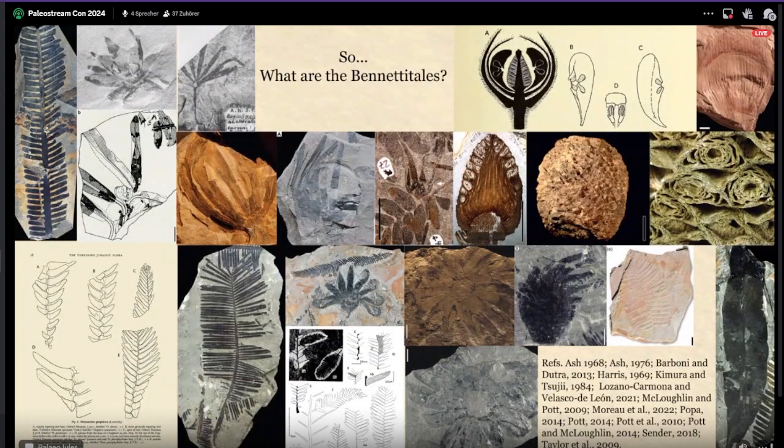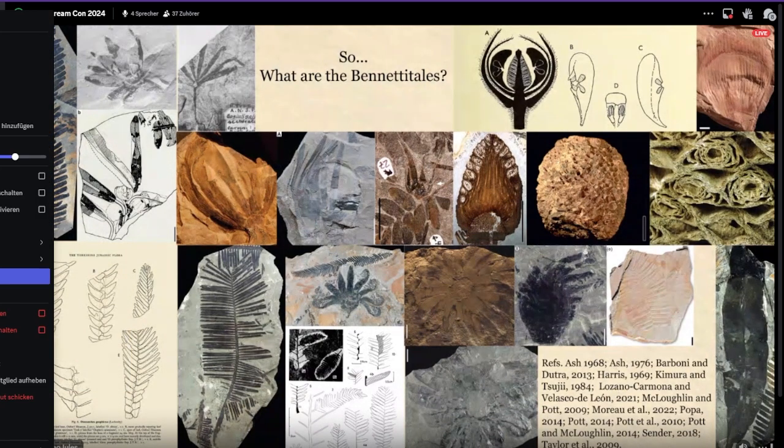So first of all, just a quick introduction. What are the Bennettitales? You've probably heard the name. You probably know them as very cycad-like plants, which are very, very common in Paleoart. But they are incredibly common in the fossil record.